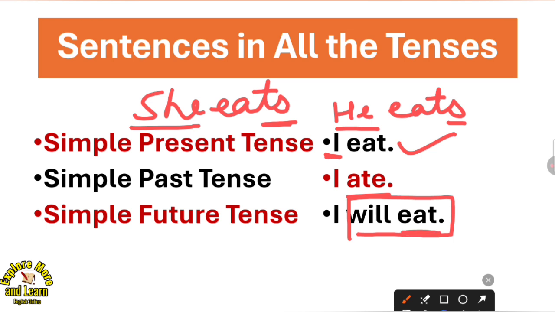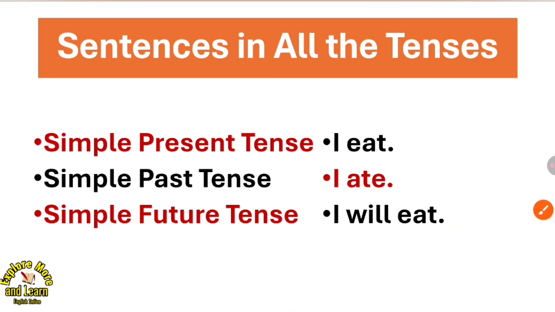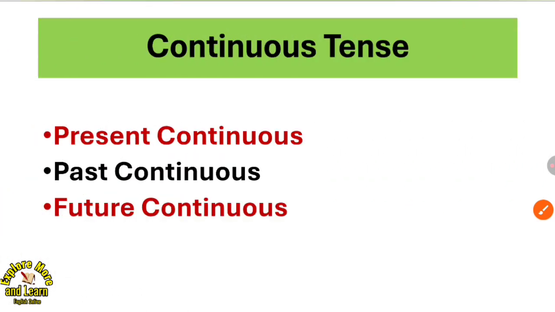Now, next kind of tense, that will be continuous tense. So here again I will take all three kinds of tenses: present continuous, past continuous, and future continuous tense. The same sentence we are going to change in present continuous tense. So that will be I am eating. That means the action is still continuing, action is still going on. So you will say I am eating. I eat in simple present, I am eating in present continuous.